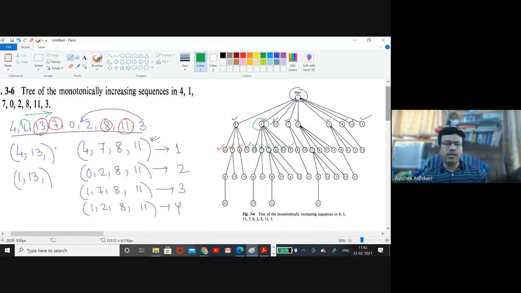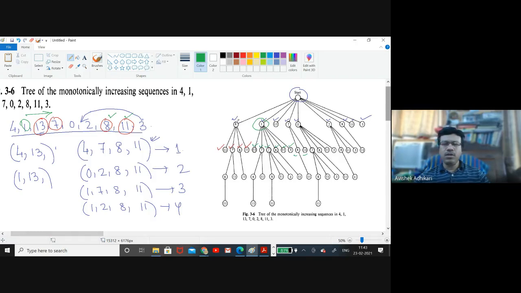Similarly, for 13, you can see that there is no number on the right of 13 which is greater than 13. So 13 has no such element. For 7, you have only two elements, 8 and 11. So 8 and 11, and so on. After 3, no elements are there, so you cannot write anything below 3.